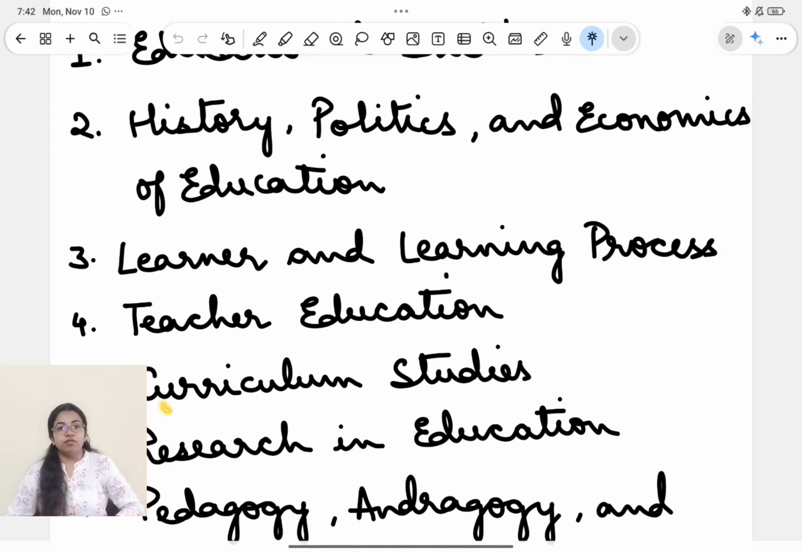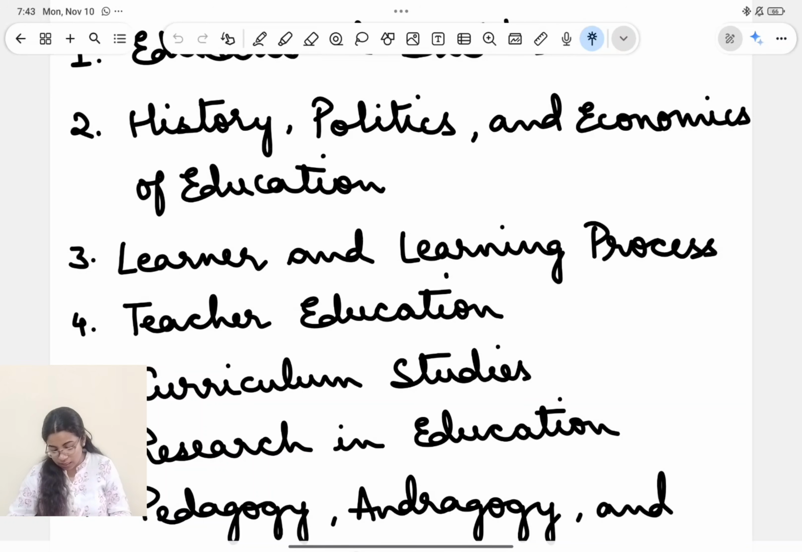Next unit is unit number 5, curriculum studies. Curriculum studies basically talks about the principles and foundations of curriculum development, the various models of curriculum design, and what are the instructional systems, then curriculum change and research and curriculum studies.